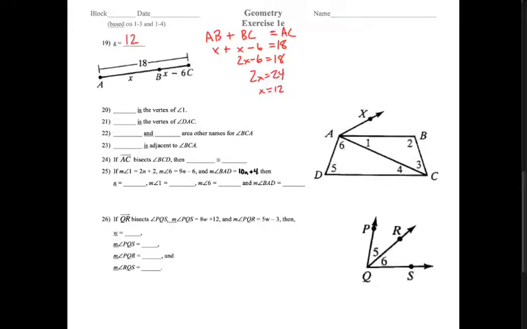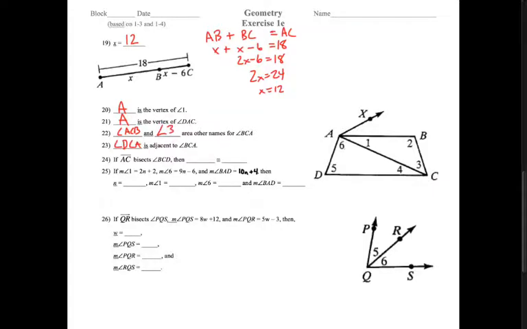On number 20, what is the vertex of angle 1? That's point A. What is the vertex of angle DAC? You actually don't need the diagram to answer that question because the letter in the middle is your vertex. It's also in the diagram, but still. Blank and blank are other names for angle BAC. You can always switch the letters around, so angle ACB. And then angle ACB is this guy over here. That 3 over there helps us name it as well.